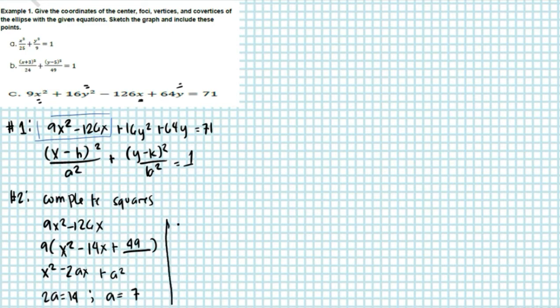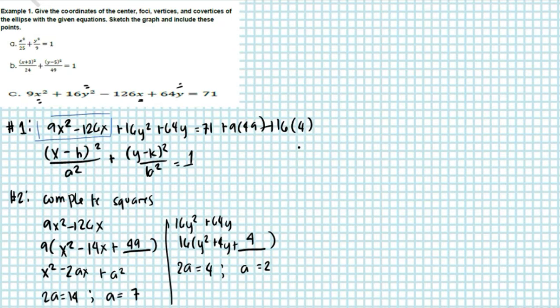Dito naman tayo sa y value. 16y squared plus 64y. Factor out natin 16. So, this will be y squared plus 4y. Value naman for complete the square, x squared plus 2ax plus a squared naman. We can say our 2a is equal to 4. Therefore, our a is equal to 2. Mag-add tayo ng a squared which is equal to 4. Kung nag-add tayo dito sa isang side, dapat mag-add din tayo sa kabilang side. So, ilan yung i-add natin? Dapat 9 times 49 plus 16 times 4. So, rearrange natin yung equation.